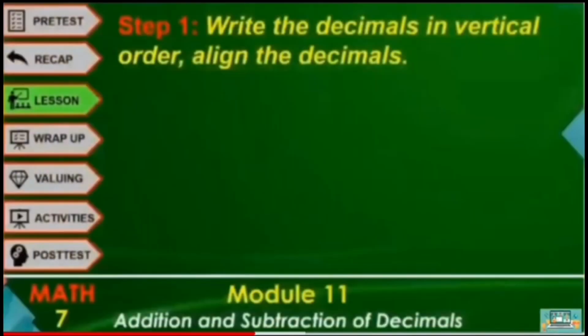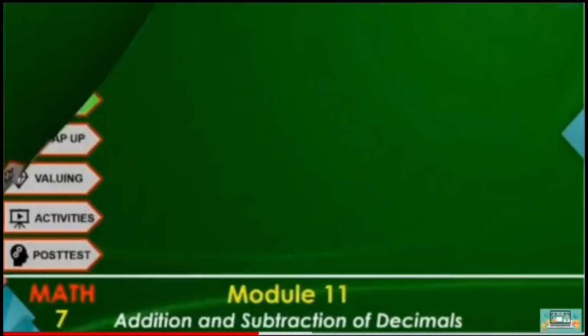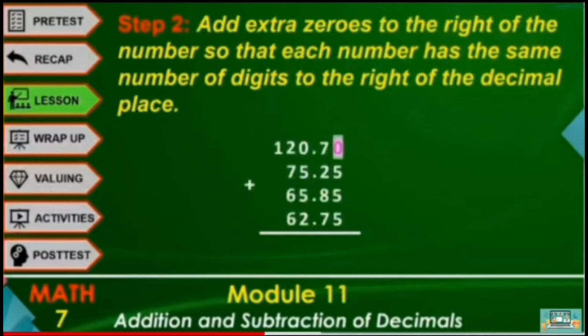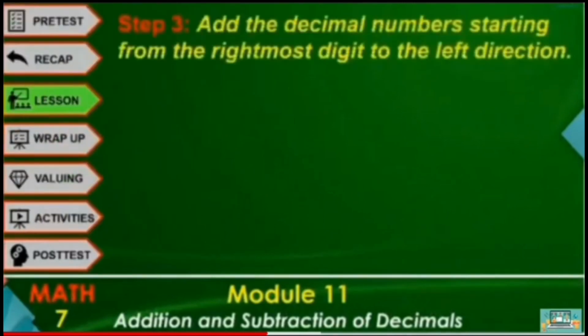Step 1. Write the decimals in vertical order. Align the decimals. Step 2. Add extra zeros to the right of the number so that each number has the same number of digits to the right of the decimal place. Step 3. Add the decimal numbers starting from the rightmost digit to the left direction.